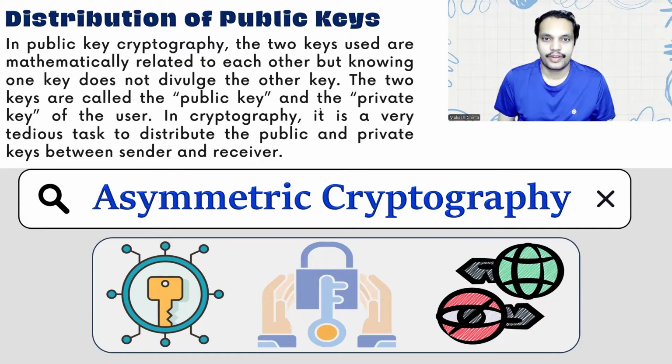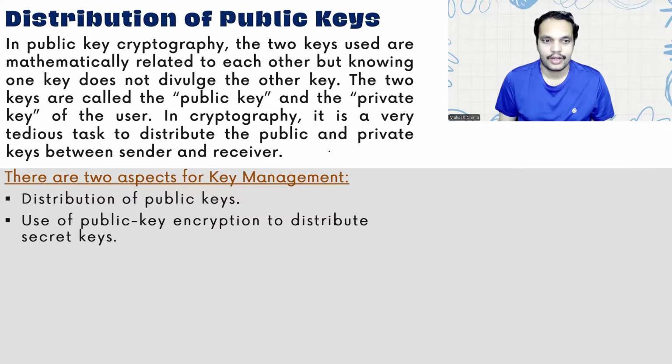In public key cryptography, the two keys used are mathematically related to each other, but knowing one key does not divulge the other key. We usually call them public key and private key. The name itself is going to tell you that the public key is made public, whereas the private key is kept secure. In cryptography, it is a very tedious task to distribute the public and private keys between the sender and receiver. Now, there are two aspects for key management.